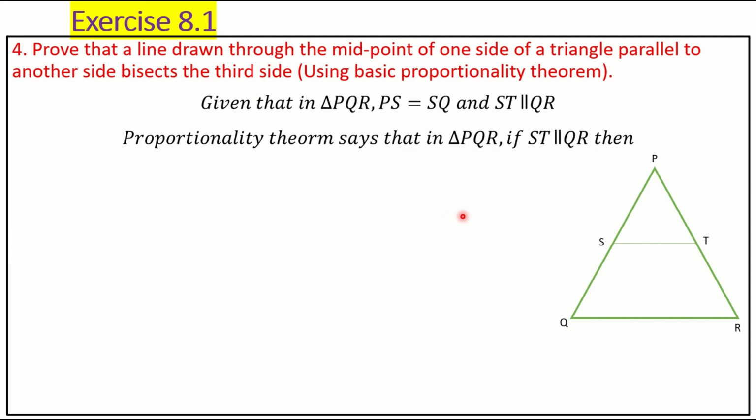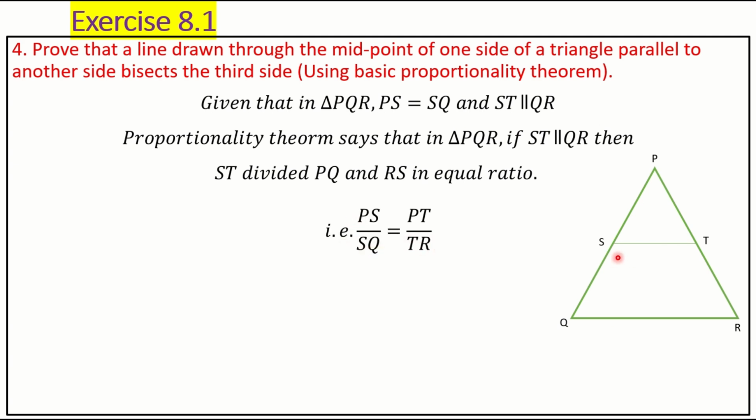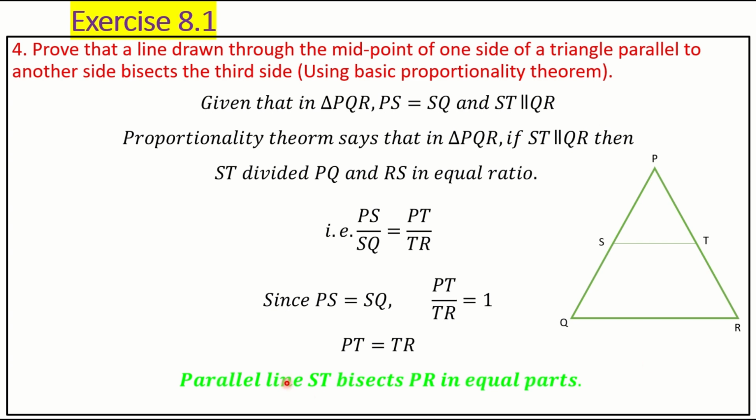This is easy because ST is parallel to QR. PS by SQ equals PT by TR, and PS by SQ is 1 because PS and SQ are equal. So PT by TR also will be equal to 1, which means PT equals TR. So ST bisects PR in equal parts, T is the midpoint of PR. Okay, next.